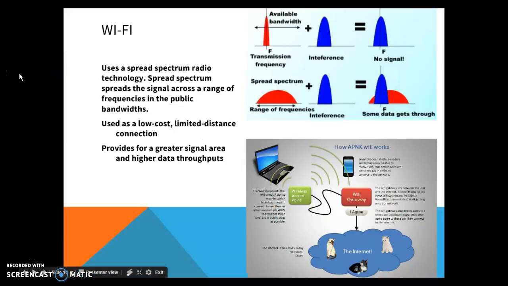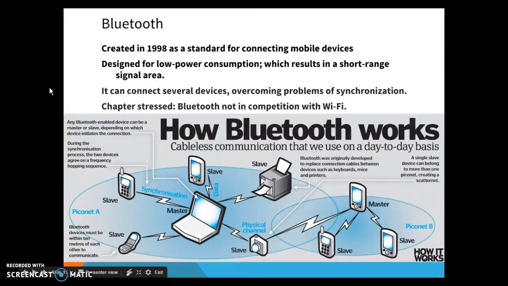Wi-Fi uses a spread spectrum radio technology. Spread spectrum spreads the signal across a range of frequencies in the public bandwidths. It's used as a low-cost, limited-distance connection, and provides a greater signal area and higher data throughput. Bluetooth, created in 1998 as a standard for connecting mobile devices, was designed for low power consumption, which results in a short-range signal area. It can connect several devices, overcoming problems of synchronization. The chapter stressed that Bluetooth was and is not in competition with Wi-Fi.